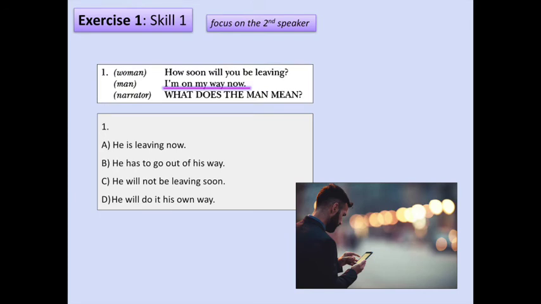This is what you heard. So let's look for an answer that is a restatement or means the same thing as what the second speaker said. The second speaker said, I'm on my way now. This means A, he is leaving now. If someone is on their way, that means they are leaving and going to another place right now.